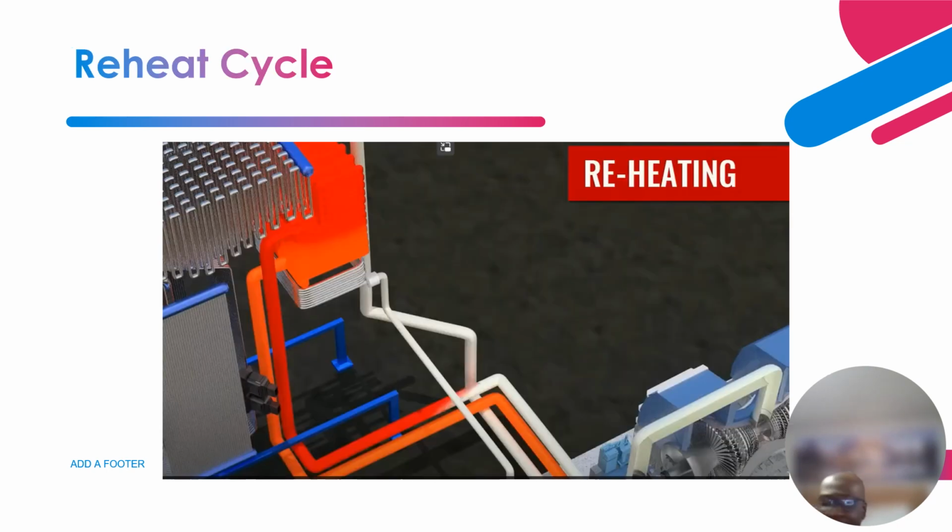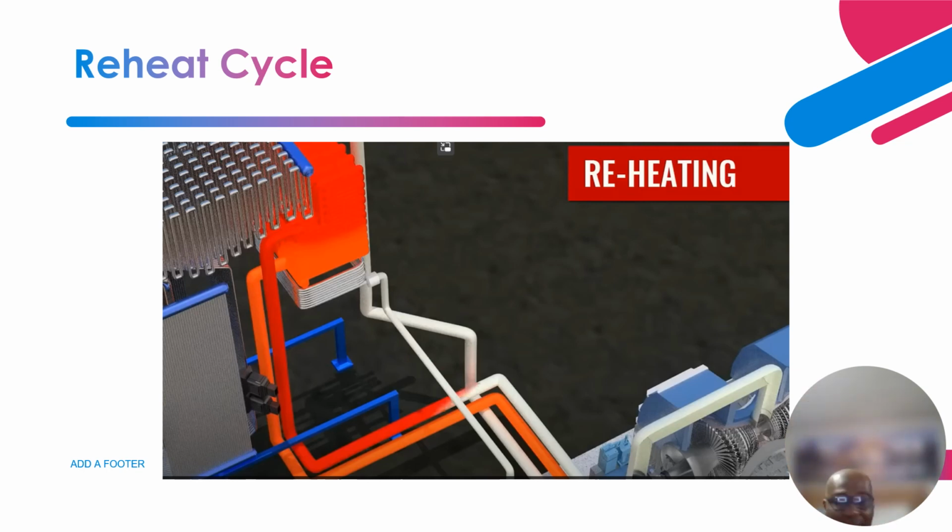Now let's talk about reheating. Remember I made mention about reheating? They say pictures are worth more than 1,000 words, so this is how the reheating pennants look like in a boiler. The pennants are more of a piping that hangs in the middle section of the boiler, while the superheater is right at the very top of the boiler.